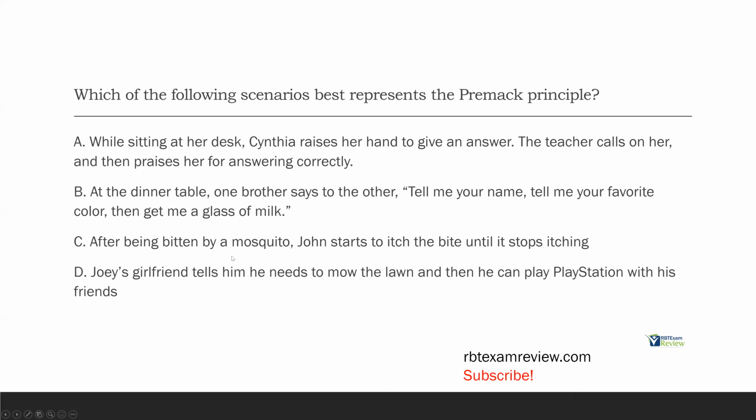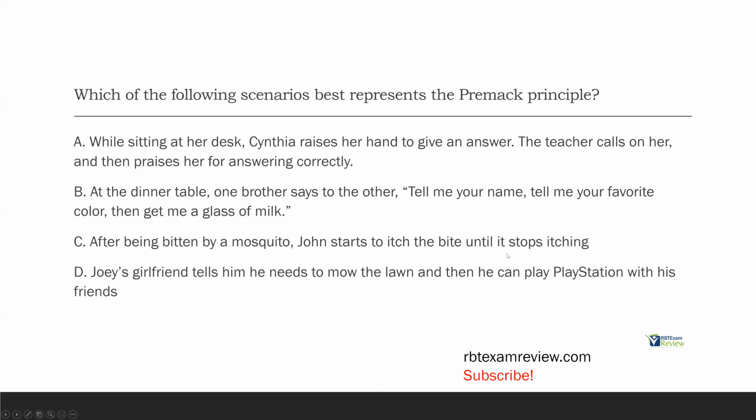C, after being bitten by a mosquito, John starts to itch the bite until it stops itching. John is just a basic scenario. Bit by a mosquito, itch the bite, it stops itching, not to engage in any other activity. So that leaves us with D. Joey's girlfriend tells him he needs to mow the lawn and then he can play PlayStation with his friends.